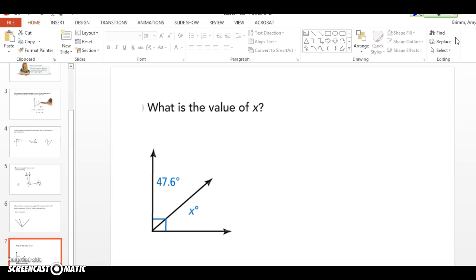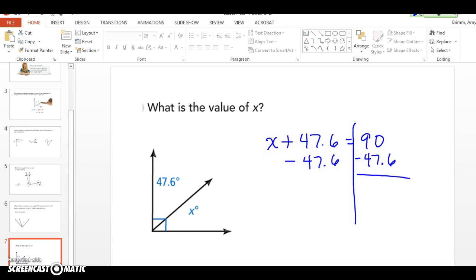I would like you to go ahead and try to write an equation for this last slide, and we'll see how you do. X plus 47.6 equals 90. Very good. This one's a pretty easy one to set up, right? And then subtract your 47.6 from both sides. Who knows what that is?